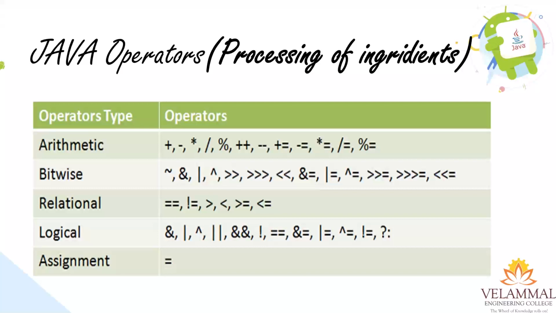The assignment operator is the most important operator of all, because it is used to assign the value on the right to the variable on the left. A variable is like a container which will be used to store the value of whatever thing that we want to store. So now we have got the ingredients, we have processed the ingredients. Now let's move on to a very important part, that is our recipe.